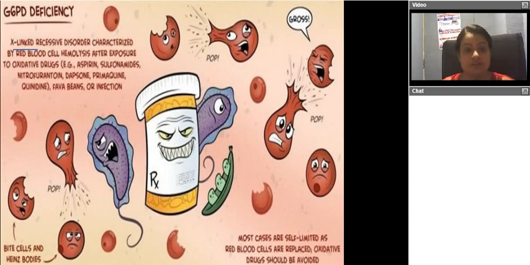So, G6PD deficiency is an X-linked recessive disorder which is characterized by red blood cell hemolysis.